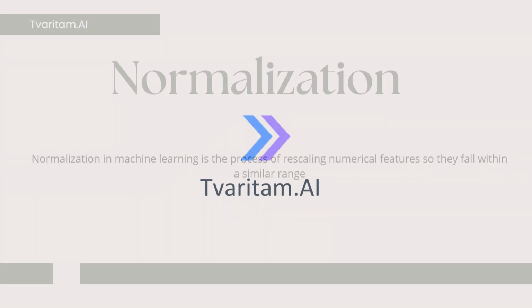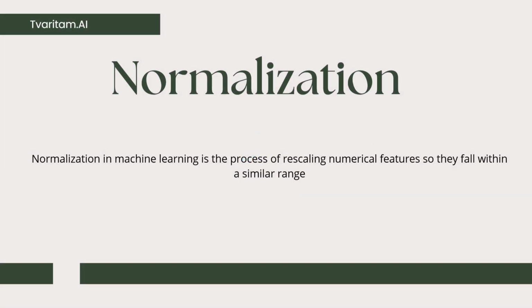In this video, we are going to talk about normalization. Normalization in machine learning is the process of rescaling numerical features so that they fall within a similar range. In real-world datasets, different features often exist on different scales.